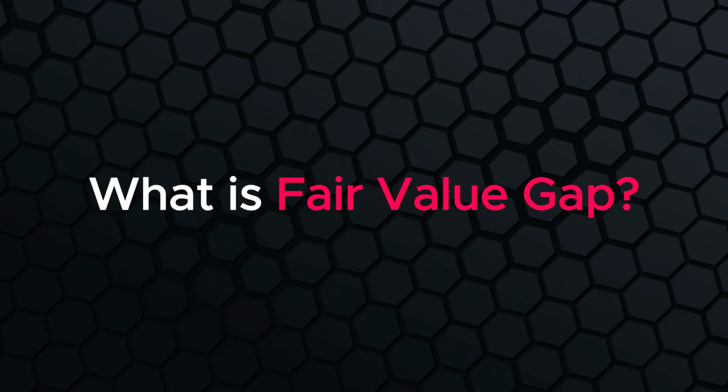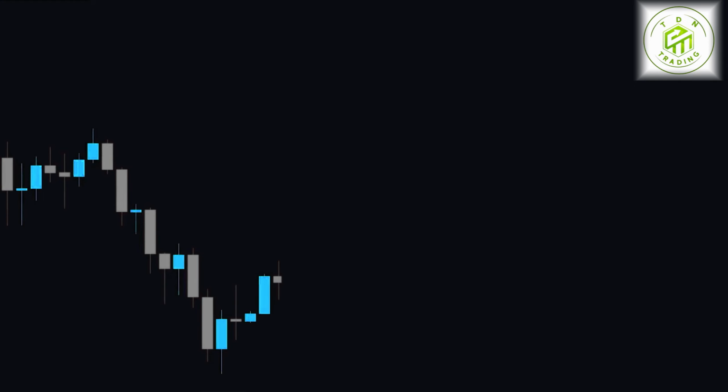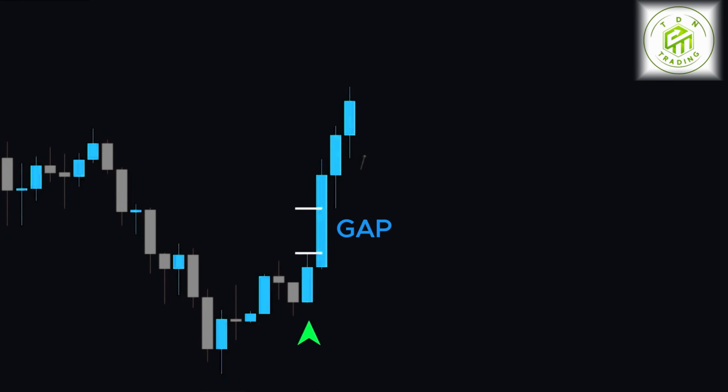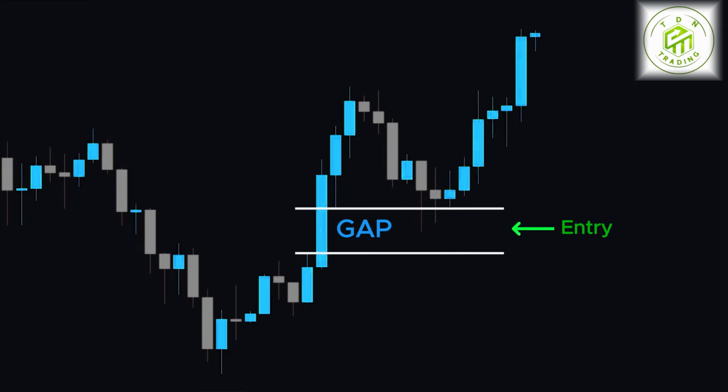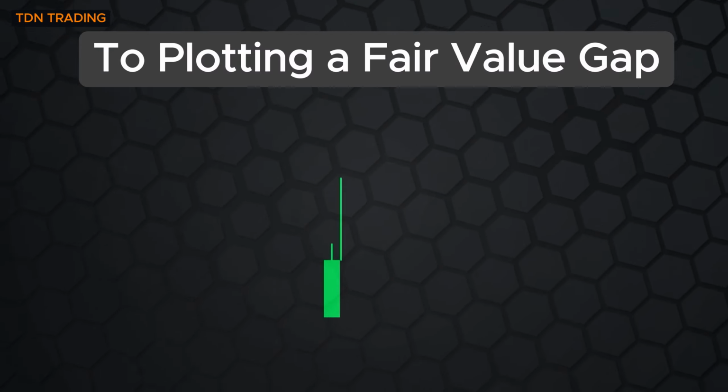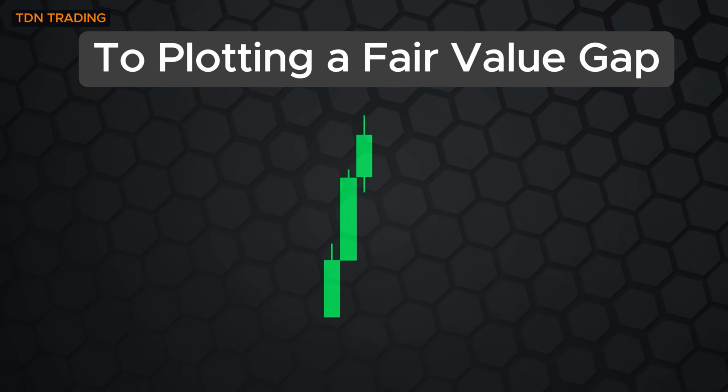First, what is a fair value gap? A fair value gap is a formation on a chart that involves price moving sharply towards one direction, forming a gap on the candlestick. Often the price is then drawn back to the gap like a magnet, as it attempts to retest or fill the gap. Traders can then look to enter a position at the gap, aiming to profit as price tends to bounce off after retesting it. To plot a fair value gap, you first need to identify a 3-candle sequence.